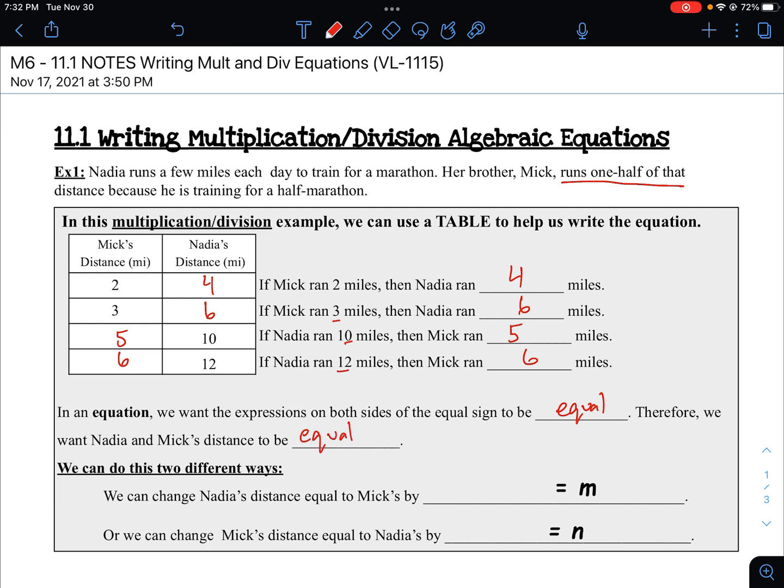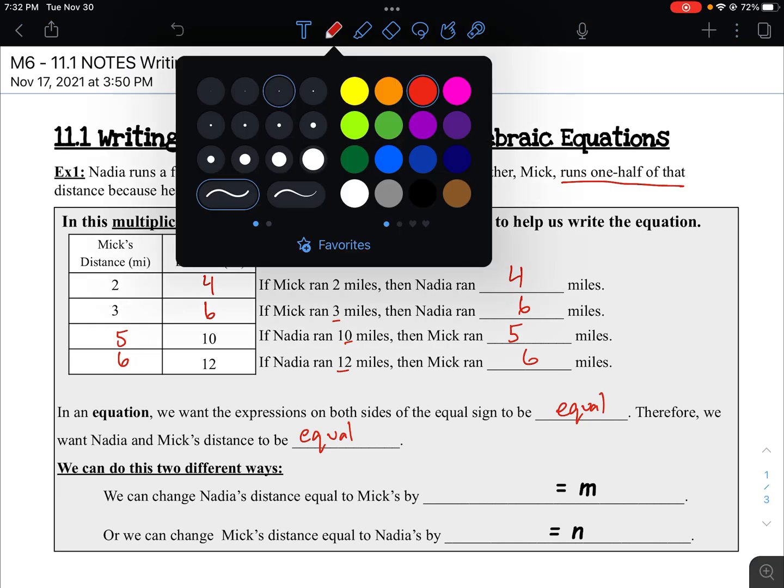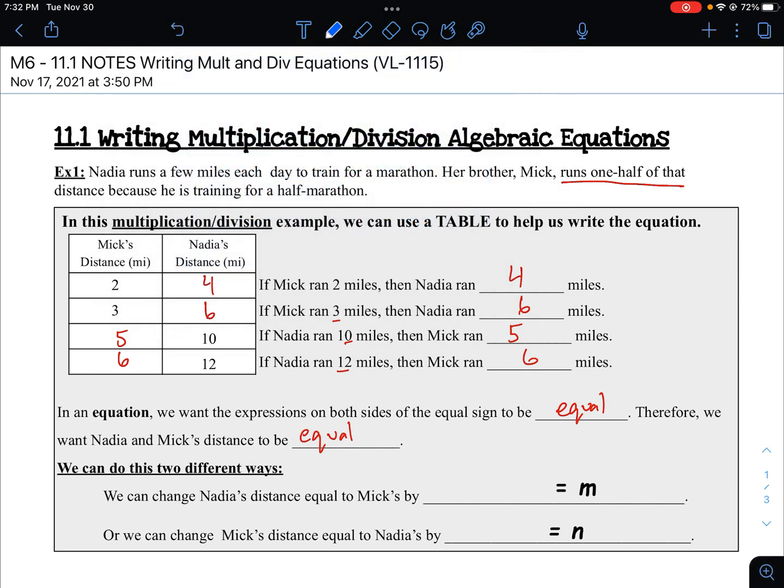We can do this in 2 different ways. We can change Nadia's distance to be equal to Mick's by doing what? Or we can also make Mick's distance equal to Nadia's. So how can we use this table to figure out what to do? Well, the question is, how do you get from 2 to 3, or 3 to 6, or 5 to 10, or 6 to 12? What's the relationship? What's the pattern you see?